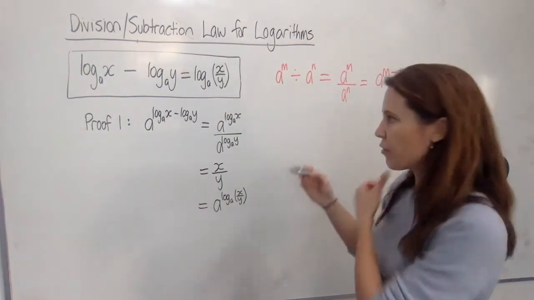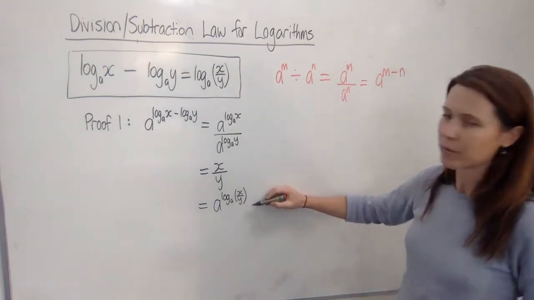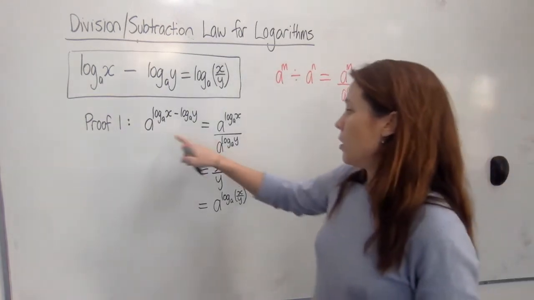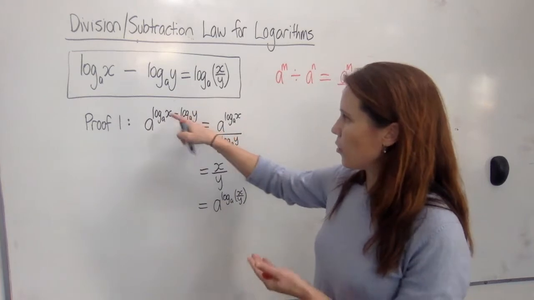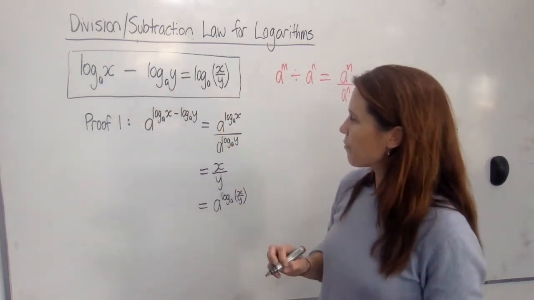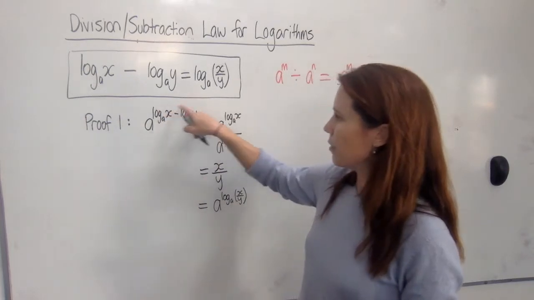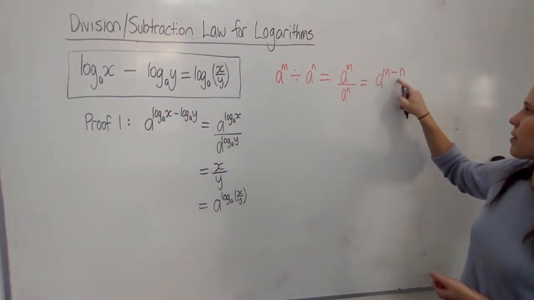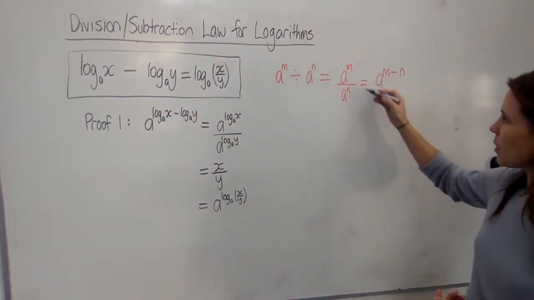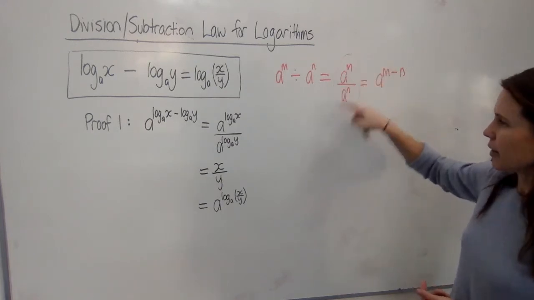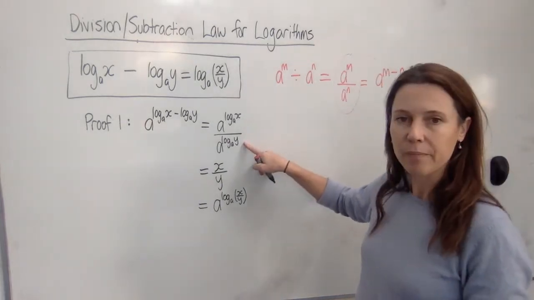Now the first proof I have here is really similar to the one that we looked at a moment ago. We have a to the power of everything on this side of the equation. Now we know that if we are subtracting powers, we must be doing this. So we can always break it up and make it look like that. And that's exactly what I've done here.